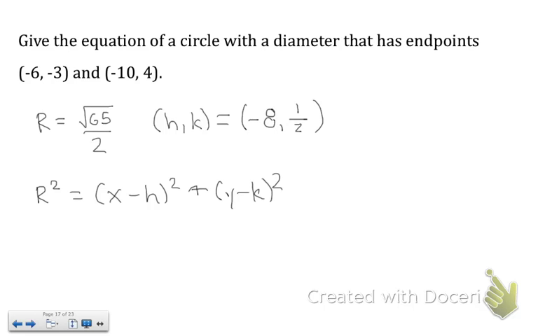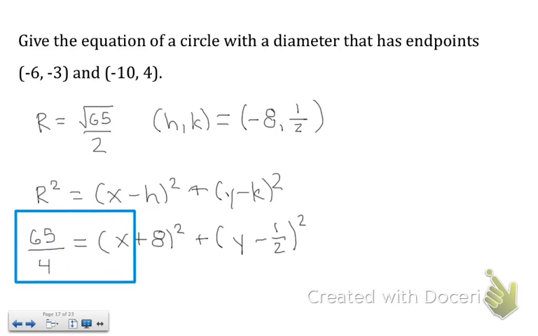So, if we plug this in, the square root of 65 over 2, when we square that, is going to become 65 over 4. When we square the square root of 65, that's just 65, and when we square 2, that gives us 4. This will equal x minus negative 8, but again, subtracting a negative is the same as adding, (x + 8) squared, plus (y minus 1/2) squared.